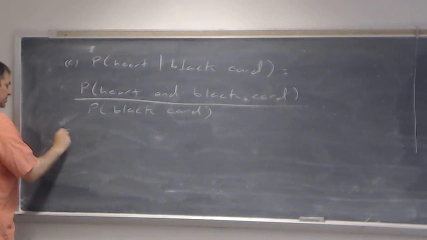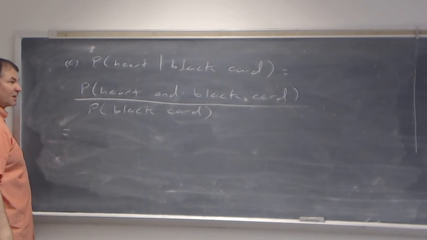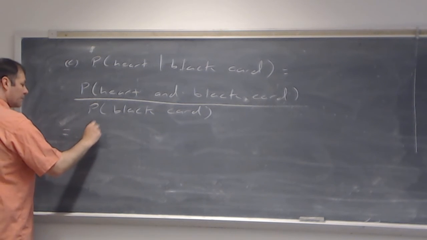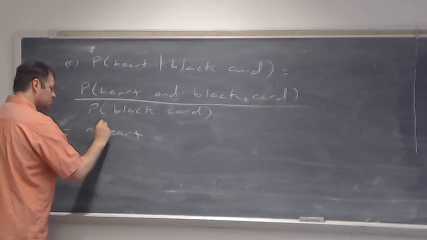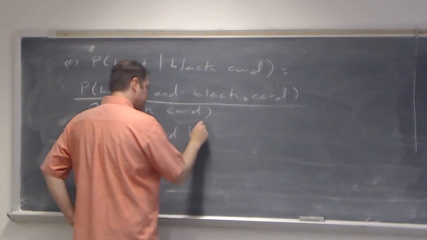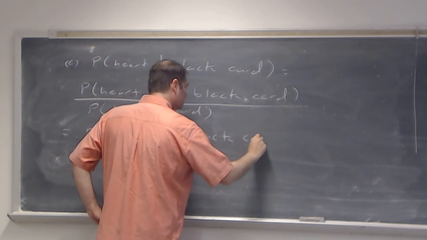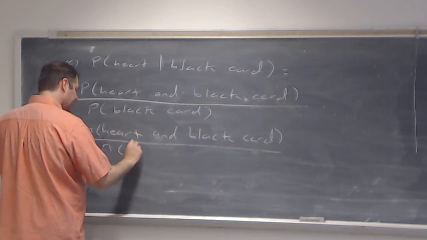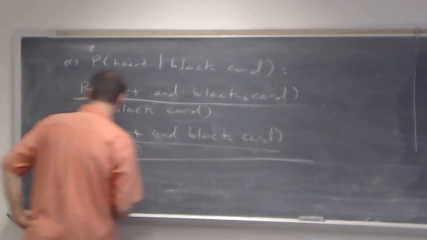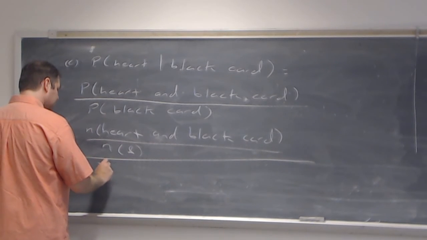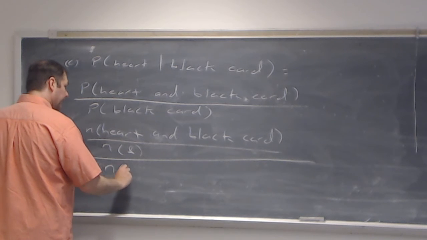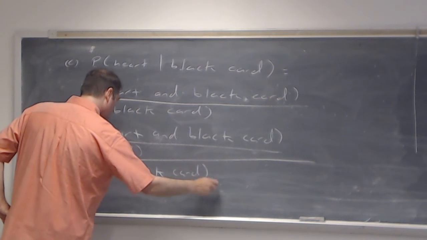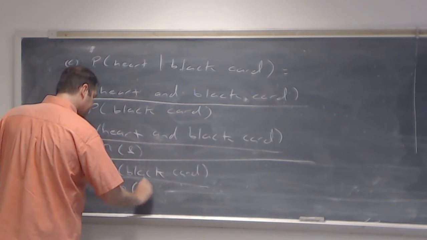Each one of these is a fraction, when our sample space being equally likely events, where the sample space is each card in the deck. This is the number of ways of getting a heart and black card over the number in the sample space, over the number of getting a black card over the number in the sample space.